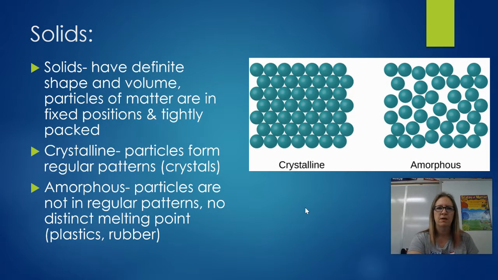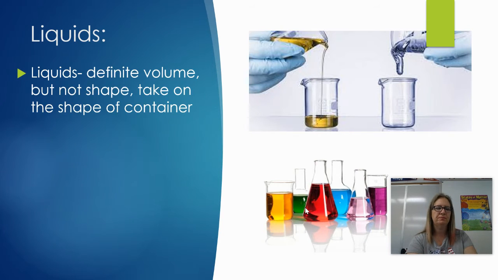Okay? All right, moving on to liquids. So kind of keeping in the same type of definition, a liquid has a definite volume. It takes up a specific amount of space. I've got water in here. But it doesn't have a specific shape. It doesn't have a definite shape. It takes on the shape of its container.